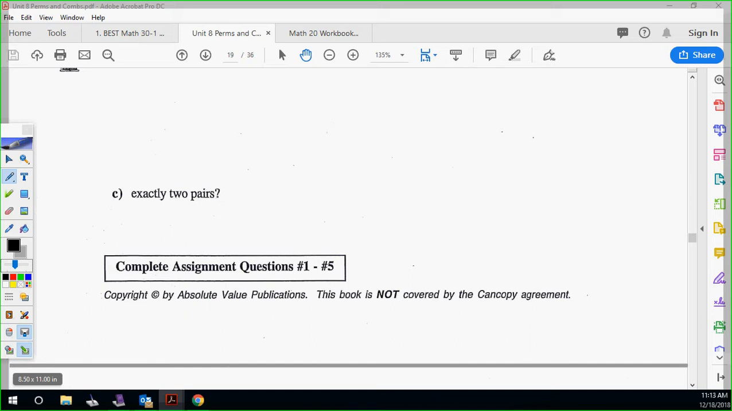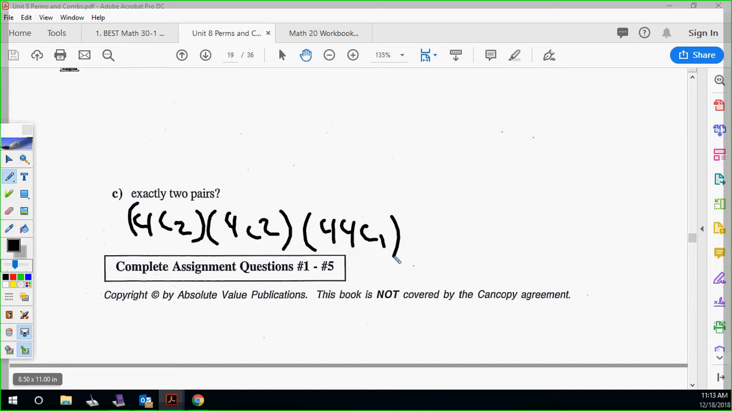So exactly 2 pairs. To get exactly 2 pairs, 4 choose 2 and 4 choose 2, because to get a pair, it's 4 of a card. We need 2 of them, and we need 2 of those. And so then we want 44 choose 1 for the last part.